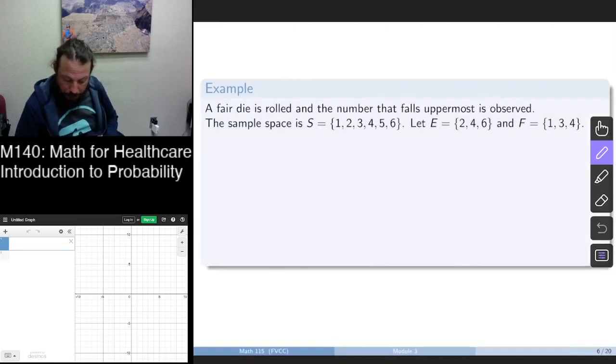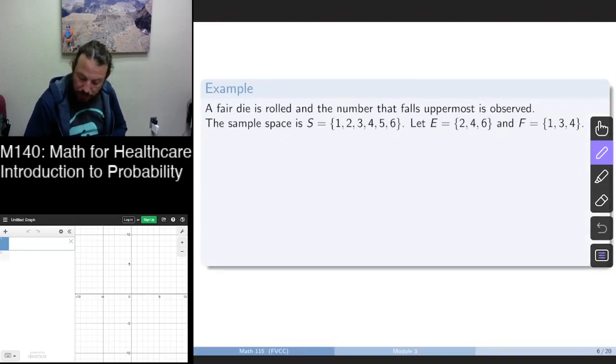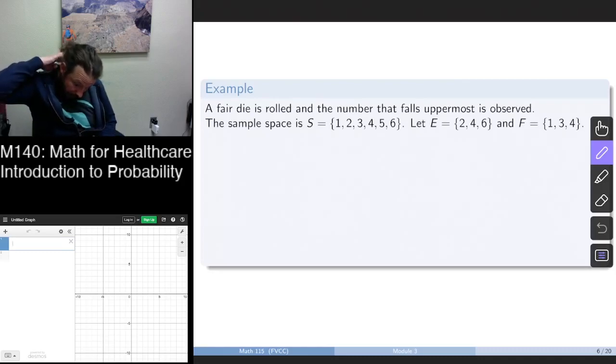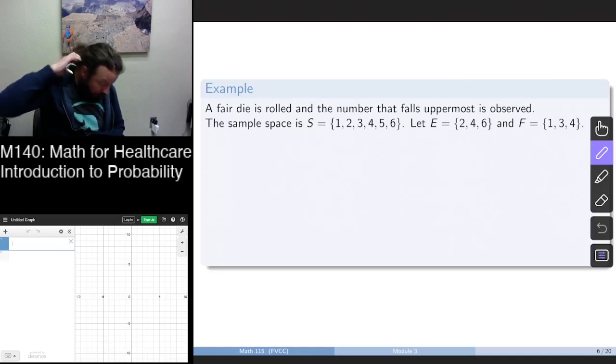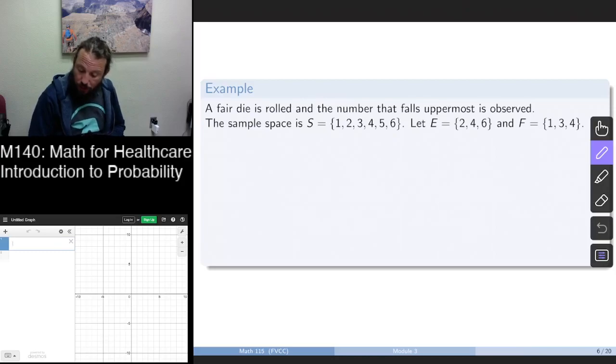Now, let's look at an example. A fair die is rolled and the number that falls uppermost is observed. That just means roll a die and read it like you normally would. The sample space is S equals {1, 2, 3, 4, 5, 6}. We'll let E be the event that an even number is rolled and F be the event that 1, 3, or 4 is rolled.